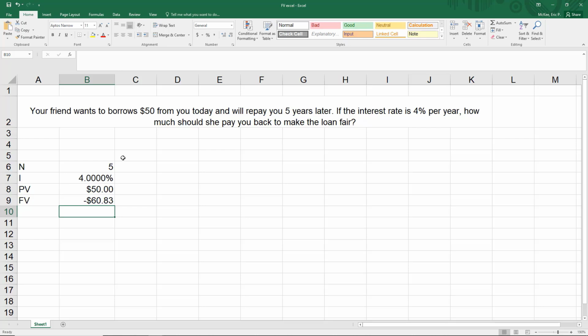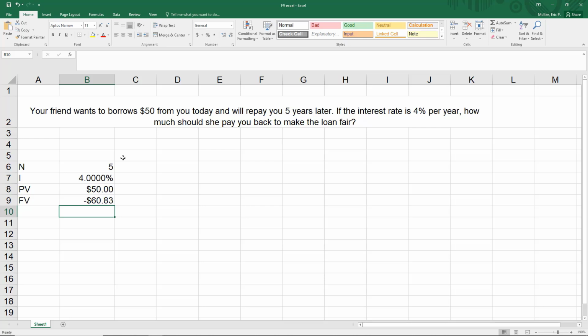60.83. This is the amount that she needs to pay us back after 5 years in order to make our loan fair. Note that this is a negative value because the Excel function is treating it as cash going in for her, the $50 she receives, and then she has to pay $60, which is cash out for her, negative cash flow. That is how Excel treats a lot of these time value of money functions. There needs to be cash going in both directions.